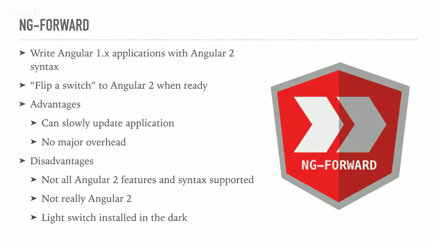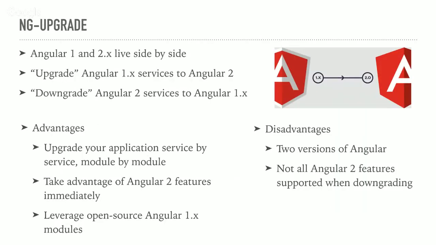So the other option the Angular 2 team has come up with is ng upgrade. So this differs from ng forward, and this is Angular 1 and Angular 2 living side by side in the same application. So what you can do is upgrade Angular 1 services for use in Angular 2, and you can take Angular 2 services and downgrade them for Angular 1. So as you're developing your application, you can start writing your stuff in Angular 2. If you need to pull in some code, a service that you previously wrote, you can upgrade it into Angular 2. Now you have that new service in Angular 2. If you have to do an enhancement to something in your Angular 1 code, you can downgrade that Angular 2 service back to Angular 1. It's an interesting approach to being able to do the migration.